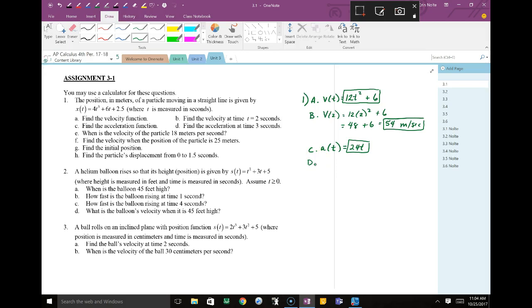Okay, D, find the acceleration at time 3. Good, you plugged 3 in. And 24 times 3 is 72. How do you label accelerations? Meters per second per second.